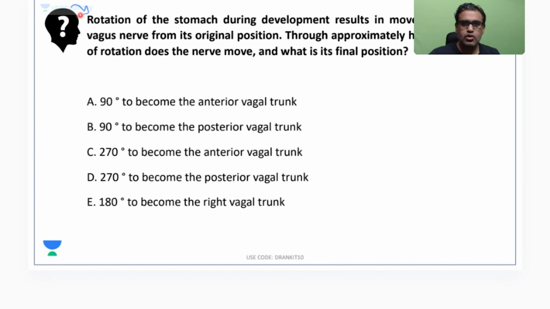Very good. This one: rotation of the stomach during development results in movement of the left vagus nerve from its original position. Through approximately how many degrees of rotation does the nerve move? Which nerve? Left vagus nerve. And what is its final position? Okay, A, B, C, D, E. All the very best.